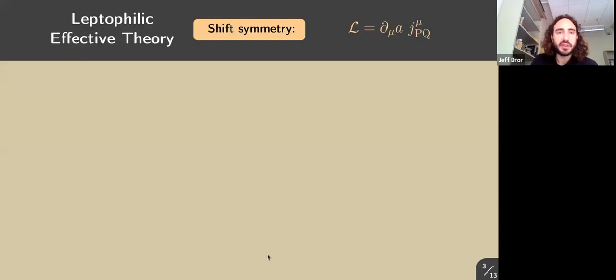So I want to start with this notion of an axion interacting with leptons. And I should mention, for those in the audience that use this word a little bit differently than I do, I use axion in a very general way, just some sort of shift-symmetric particle, meaning that the interactions that I want to study are going to be derivatively coupled for the axion here to some sort of current J^μ, PQ here standing for PQ symmetry.